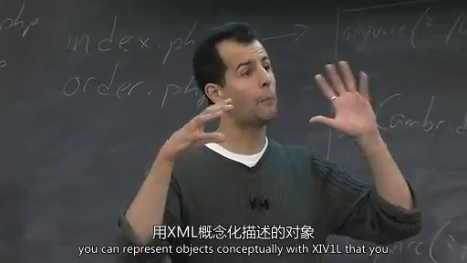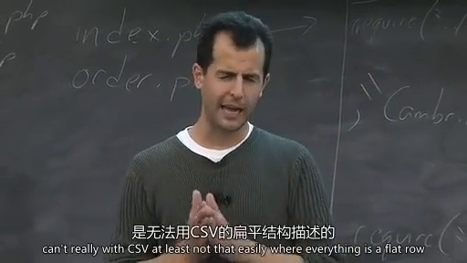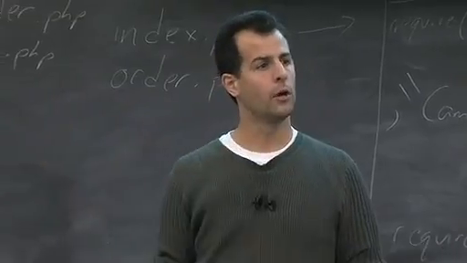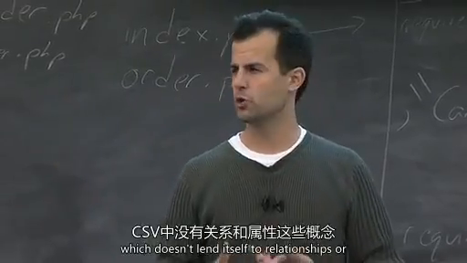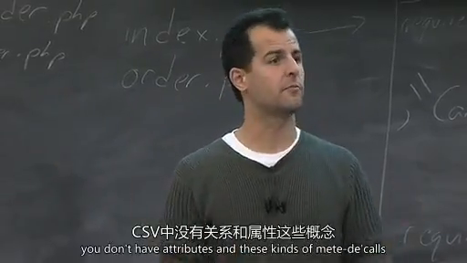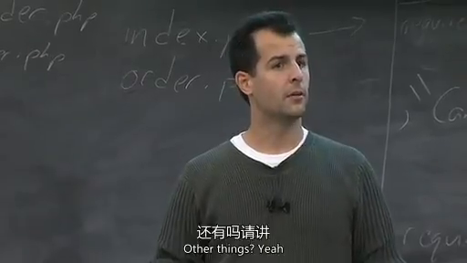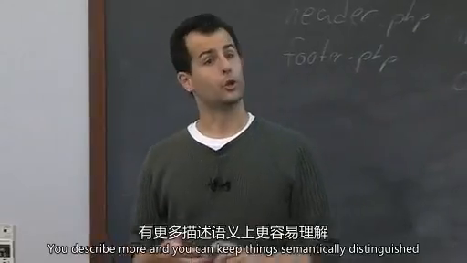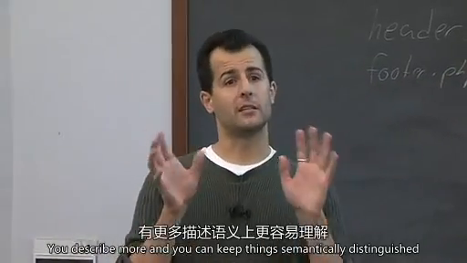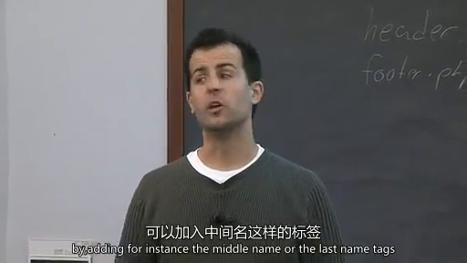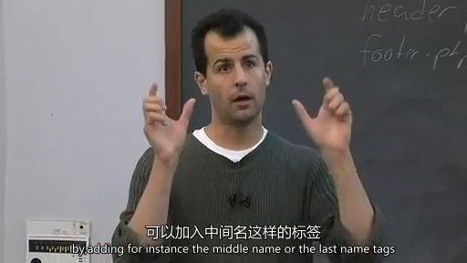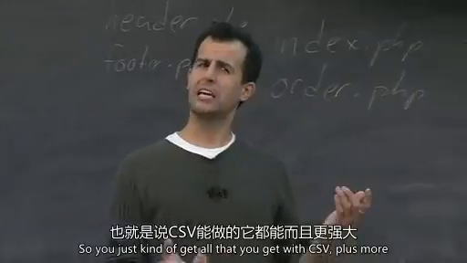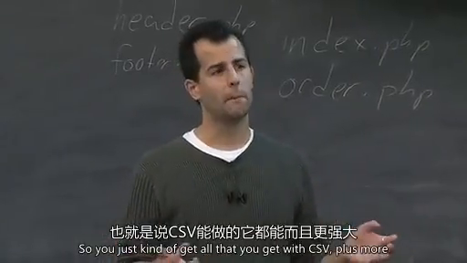You can represent objects conceptually with XML that you can't really with CSV, at least not as easily, where everything is a flat row, which doesn't lend itself to relationships, or you don't have attributes and these kinds of meta details. Other things? Yeah? You can always describe more about each of the elements. You can describe more, and you can keep things semantically distinguished by adding, for instance, the middle name or the last name tags that we looked at with some sample XML fragments. So you just kind of get all that you get with CSV plus more, right?